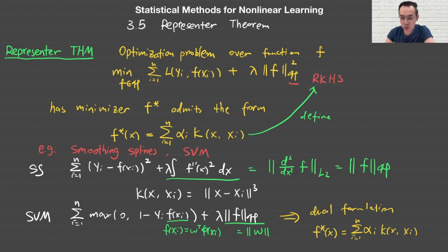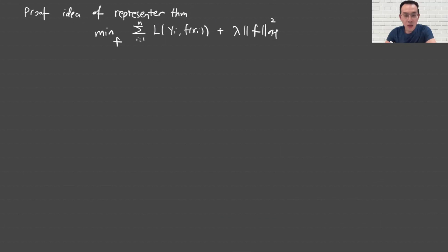Okay, so now let's actually look at the proof of this theorem, or a sketch of the proof of the theorem, to see why it makes sense. Okay, now let's talk about why the representer theorem is true. So let's just use our smoothing spline, for example.